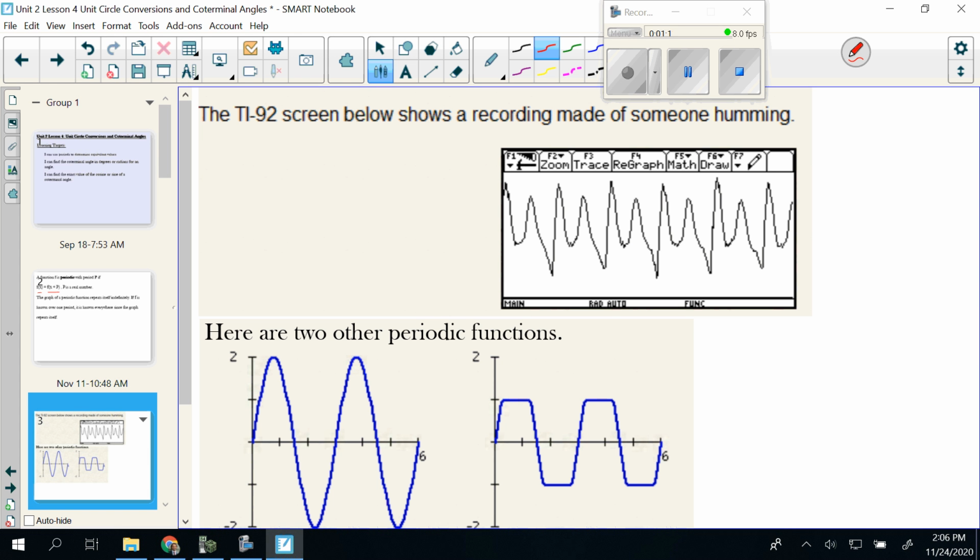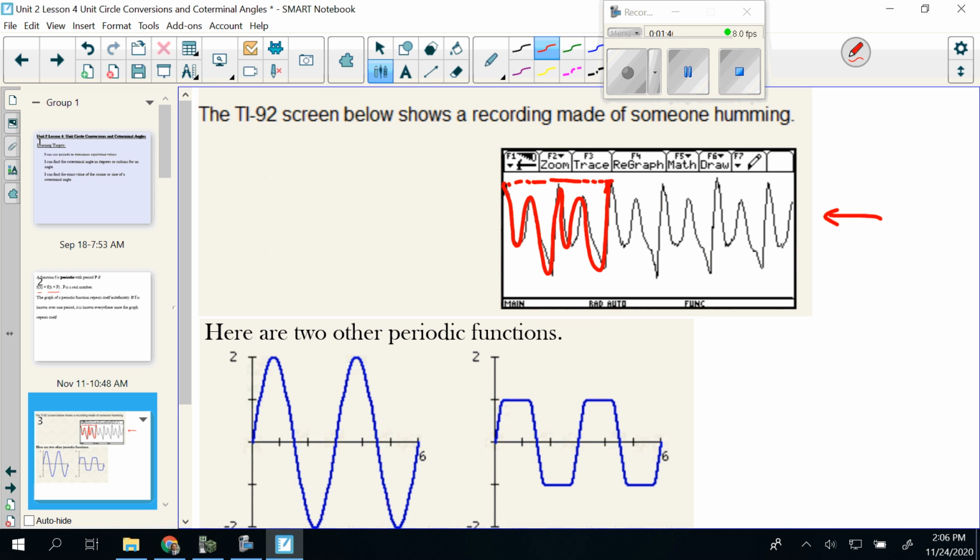Here's some examples. This graph here is the recording of someone's voice humming. You can see that there is some period; this graph is periodic. It repeats itself every so often. So one period of this looks like this here, where we get back. It looks like that's the spot where you get back to that same equivalent point right there. So it repeats itself over some time.